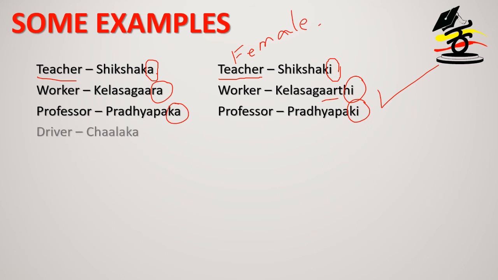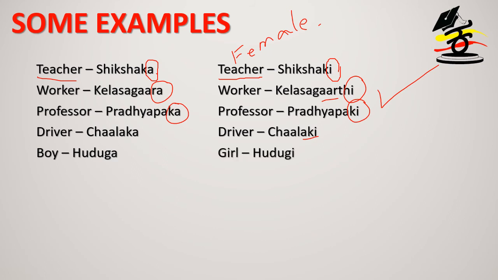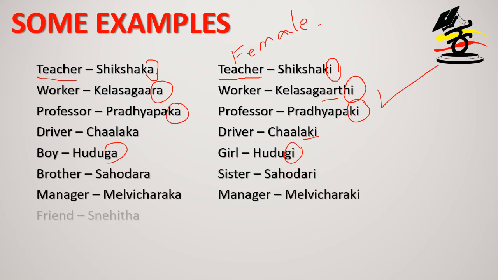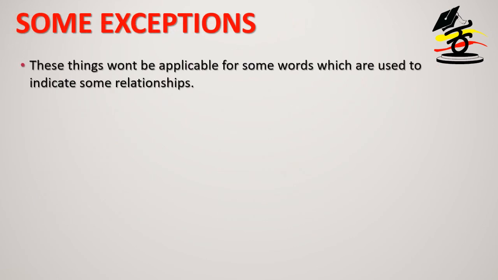So there is another set of examples. If you have time, just pause the video and have a look at it. It's driver, chalaka, and female driver, chalaki. Fine. Go to the next example. If it is a boy, it's huduga, it's A, and if it's a girl, it's hudugi. Fine. So just try to pause the video and get to know some exceptions.